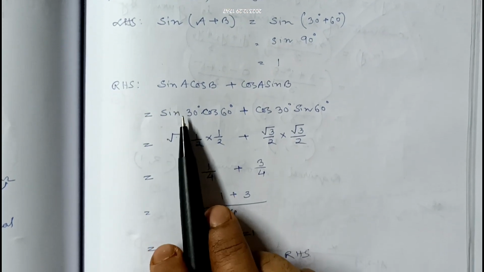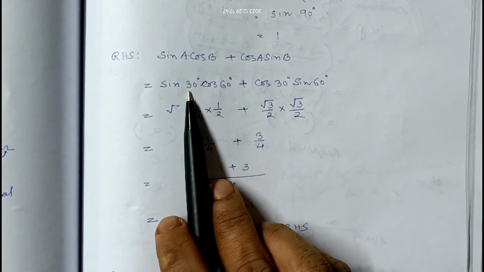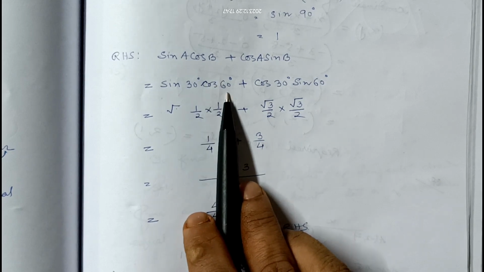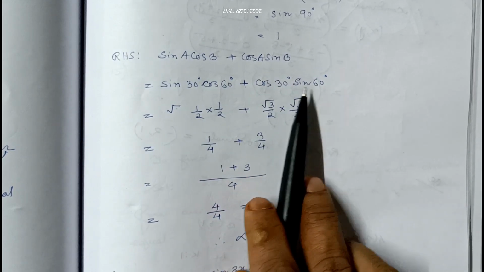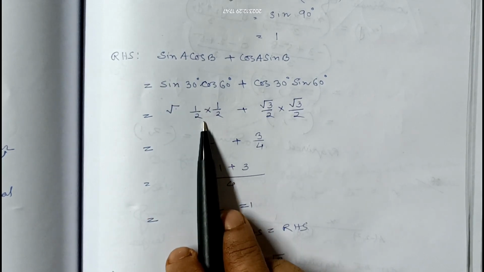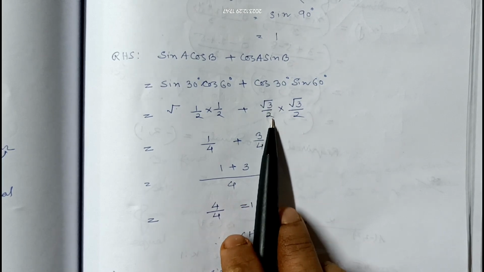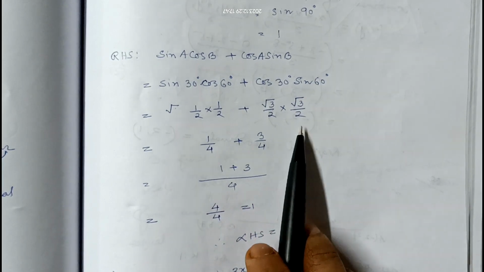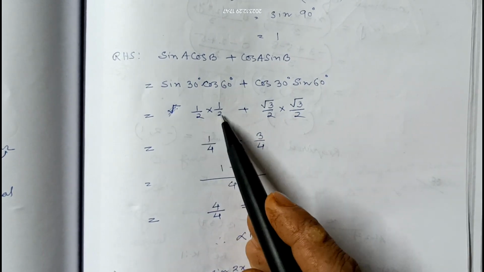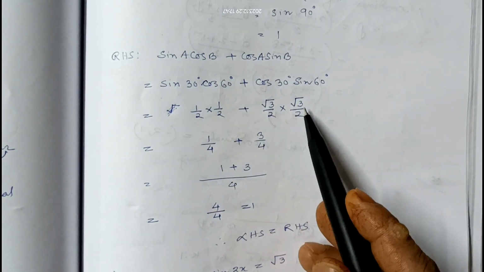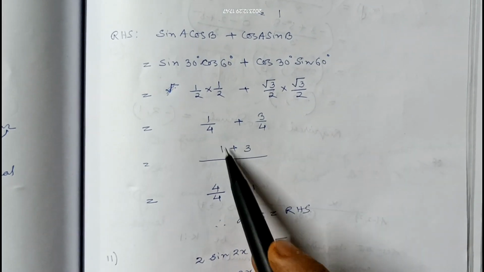Again, right hand side, it is sin a cos b plus cos a sin b. Sin of a is sin 30, cos of b is cos of 60, plus cos of a is cos 30, sin b is sin 60. We know sin 30 is half, into cos 60 is also half, cos 30 is root 3 by 2, and sin 60 is root 3 by 2. Now if we multiply, half into half, 2 2s are 4, plus root 3 into root 3, 3, 2 into 2, 4. If I take the LCM, it will be 4.